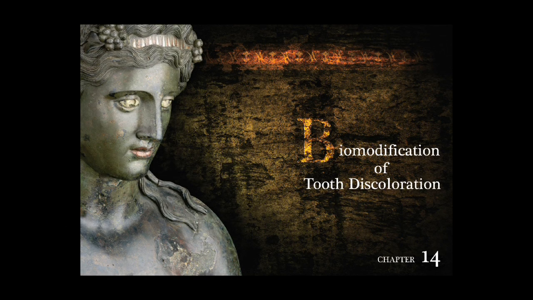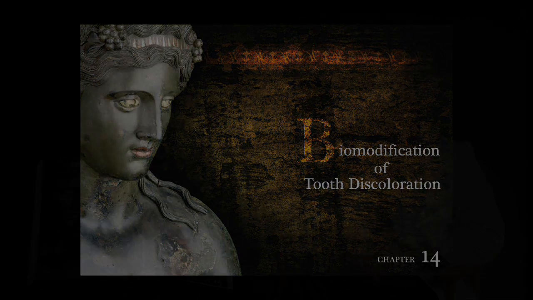Chapter 14, Biomodification of Tooth Discoloration. This chapter describes the extrinsic and intrinsic etiology of tooth discoloration. Teeth can be discolored for many reasons, and the factors responsible for these stains determine the color, anatomic location, severity, and the selected treatment. This chapter emphasizes that cosmetic treatment considerations should begin with the most conservative procedures and progress as needed to more invasive alternatives depending upon the depth of the staining.